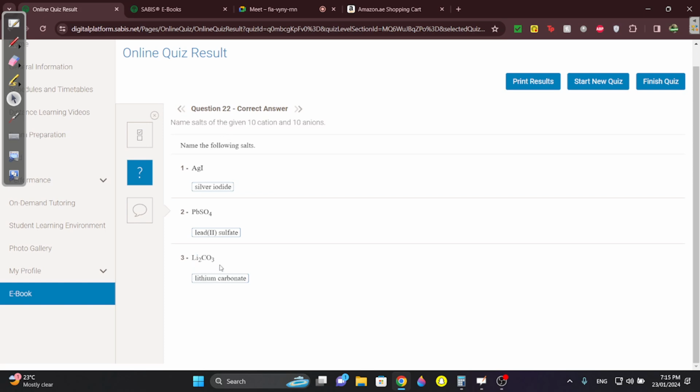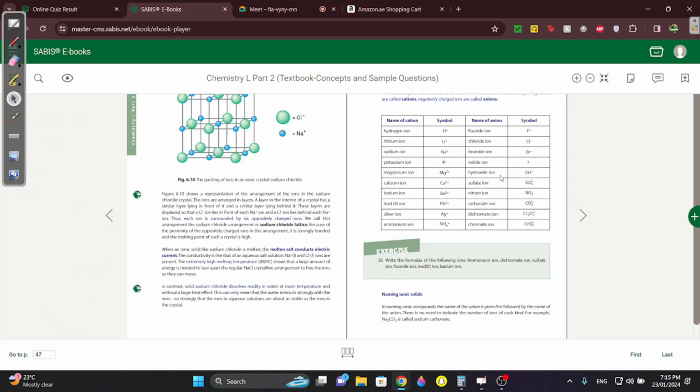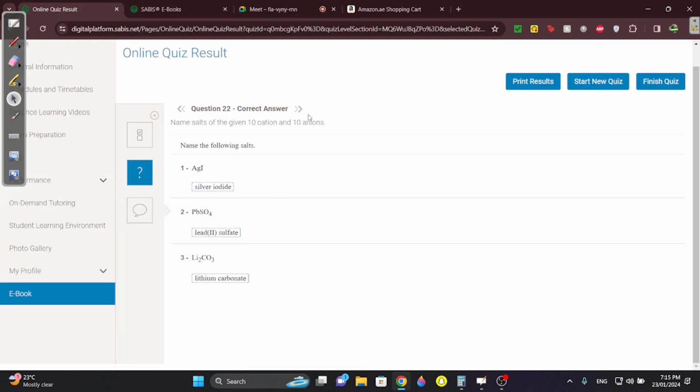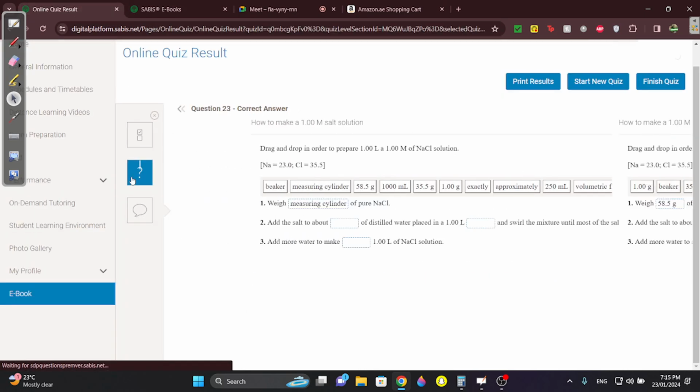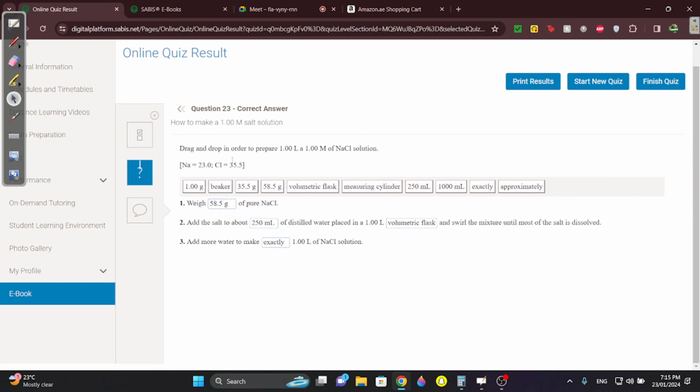Li2CO3. Li is lithium. CO3 is carbonate. It's in the table. CO3 is carbonate. Lithium carbonate.